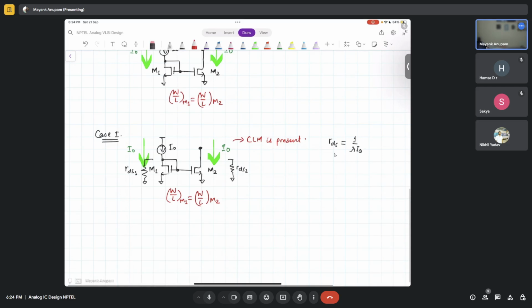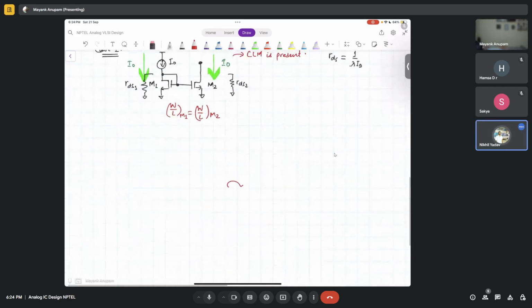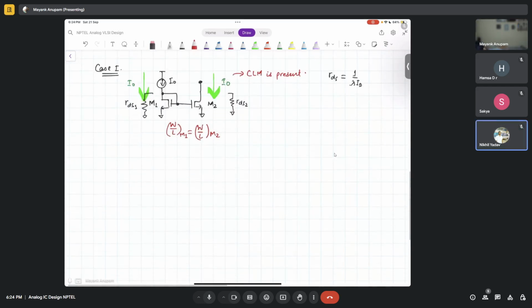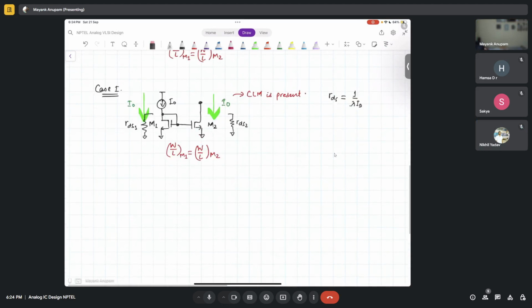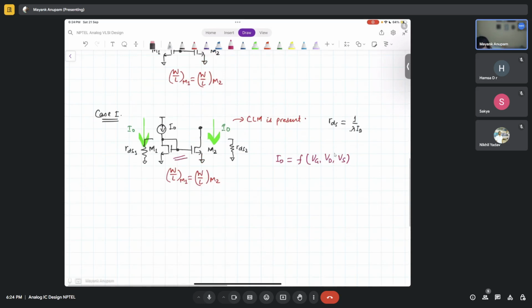Tell me. Gate, source, and drain. Drain. Yes, correct. So in a MOSFET, the total current, which is ID, is a function of gate voltage, drain voltage, and source voltage. Right. Now, can you look at these two MOSFETs here?